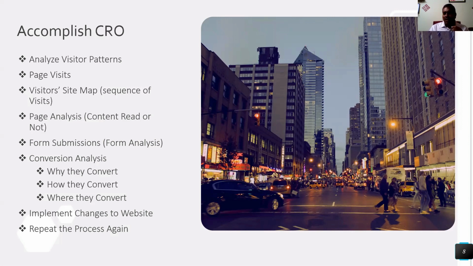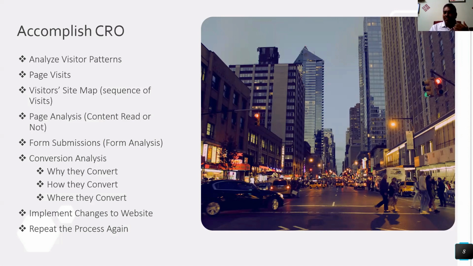So figure out how your visitor engages within your website, and then how he converts. So visitor sitemap, sequence of visits, and page analysis. What kind of content is being read? Maybe he came to your website through a blog post, and then he clicked on the home page, clicked on the pricing page, then clicked register.